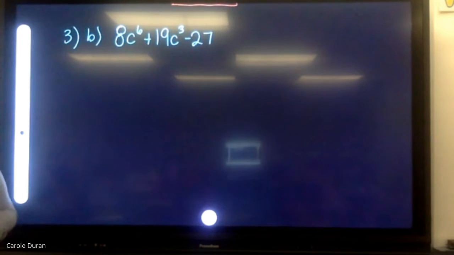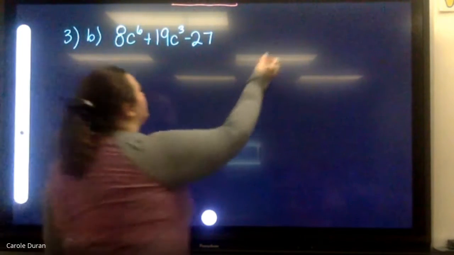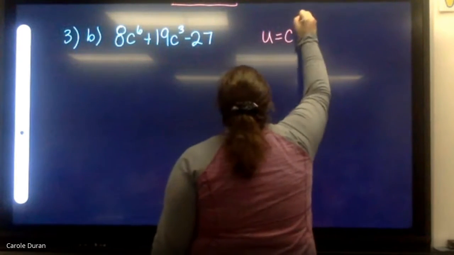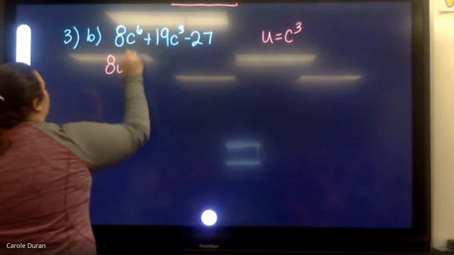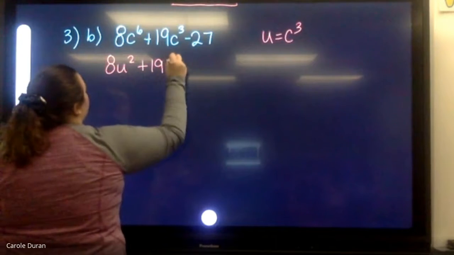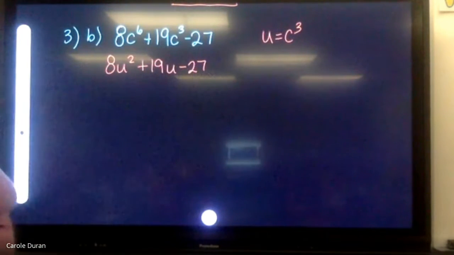So as I'm looking at this right now, it doesn't fit any form that I have previously factored, but I do notice that the exponent on the first term is twice the exponent on my middle term, which indicates that this is a quadratic. So in order to make it look like a quadratic, which will allow me to factor it more easily, I'm going to do a u substitution. So I'm going to say that u is equal to c cubed. By doing that, I can rewrite this as 8u squared plus 19u minus 27. And now that looks like a quadratic to me.